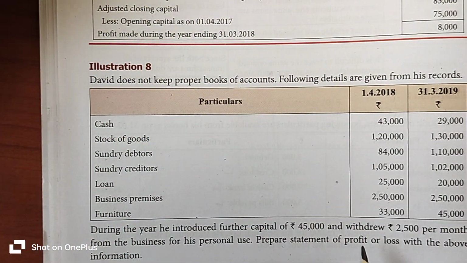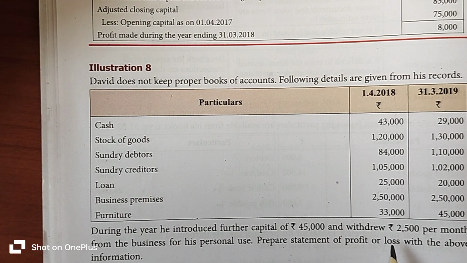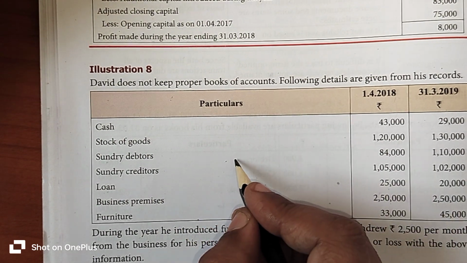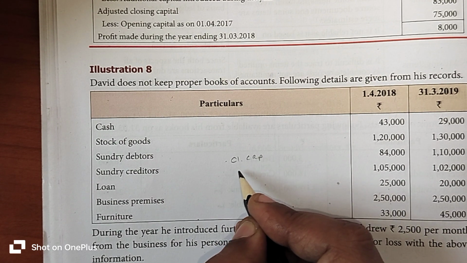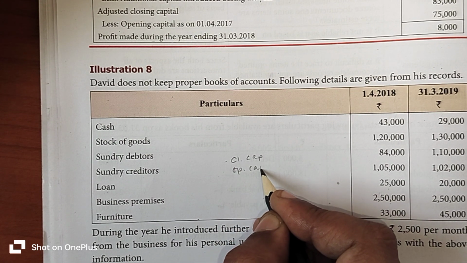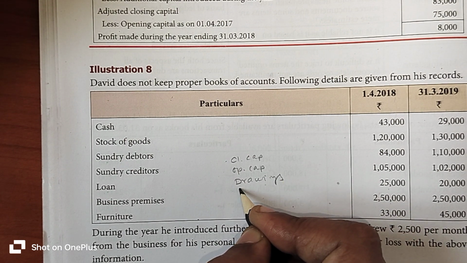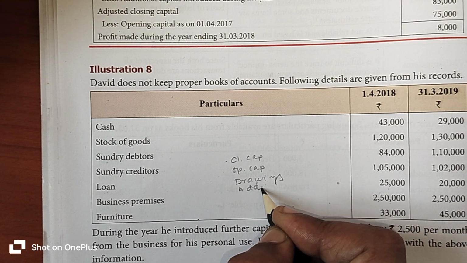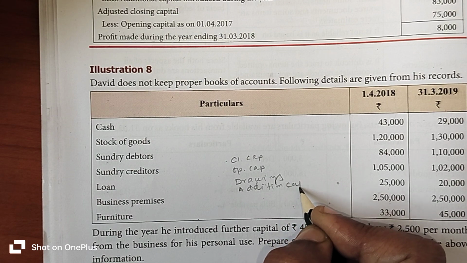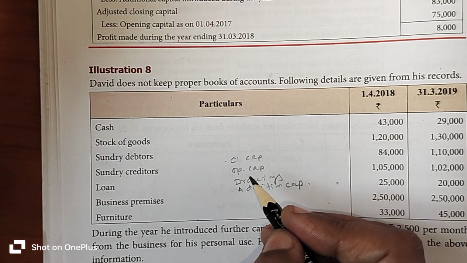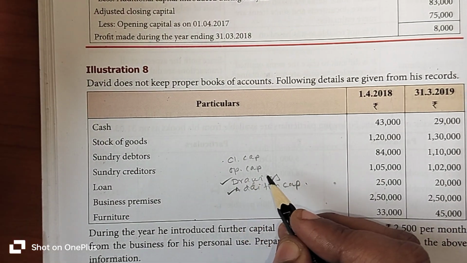To find out the profit or loss, in the statement of profit or loss, we need 4 items. What are they? Closing capital, opening capital, drawings and additional capital, right? So here they have given drawings and additional capital.